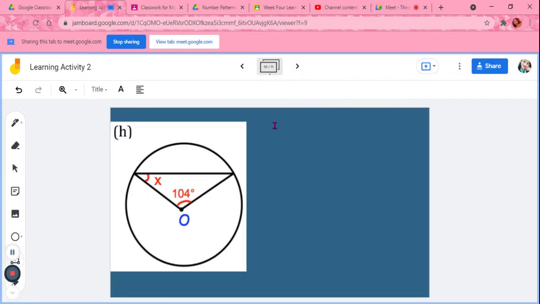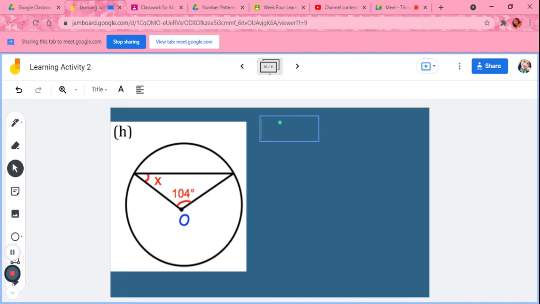So this one, I'm going to explain very quickly. You take a look at this one. You have a chord and you have 2 radii. Does everybody see that? The lines that connect from the center to the circumference are the radii. You have 2 radii. So what does that mean? That the first radius and the second radius are equal. They're the same thing because the radius is the same distance in that circle.